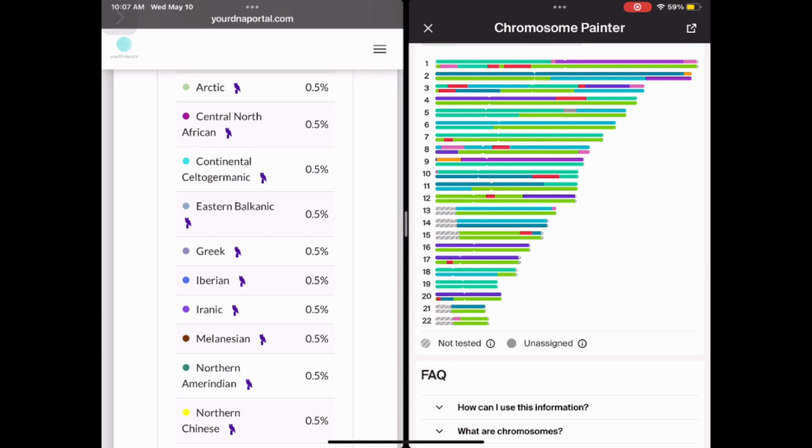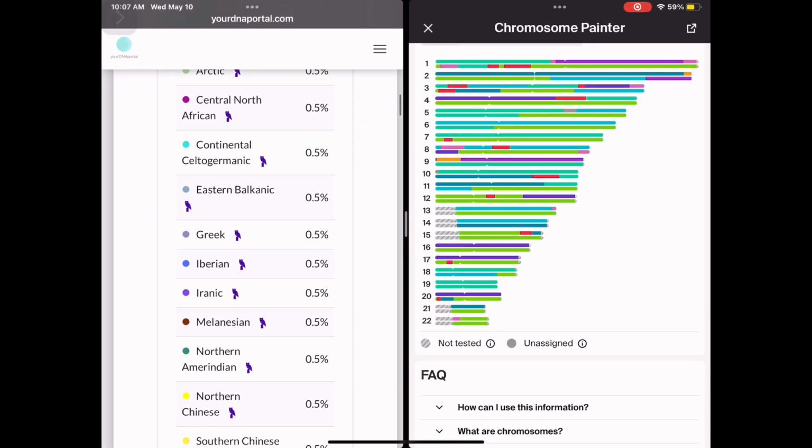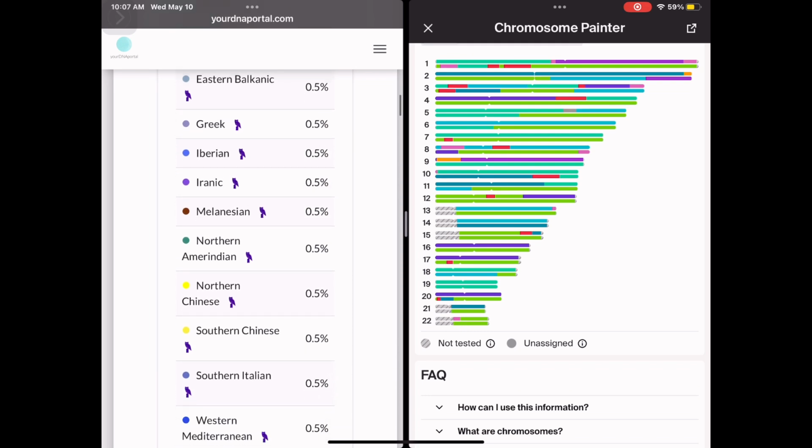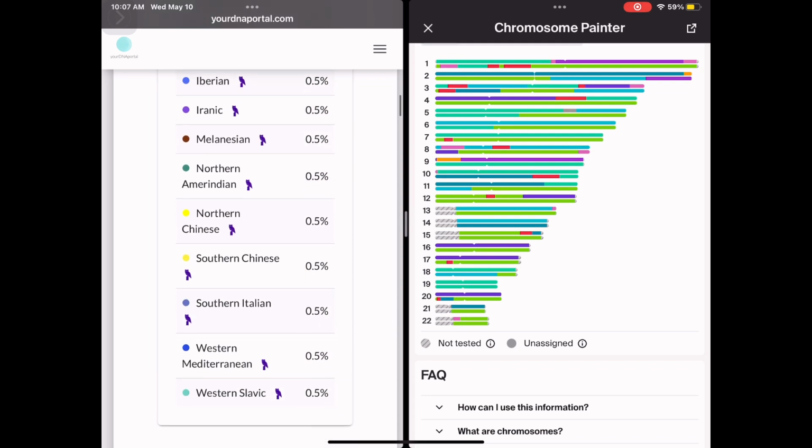Arctic, Central North African, Continental Celto-Germanic or Celto-Germanic, Eastern Balkanic, Greek, Iberian, Iranic, Melanesian, Northern Amerindian and Northern Chinese, Southern Chinese, Southern Italian, Western Mediterranean, and Western Slavic.